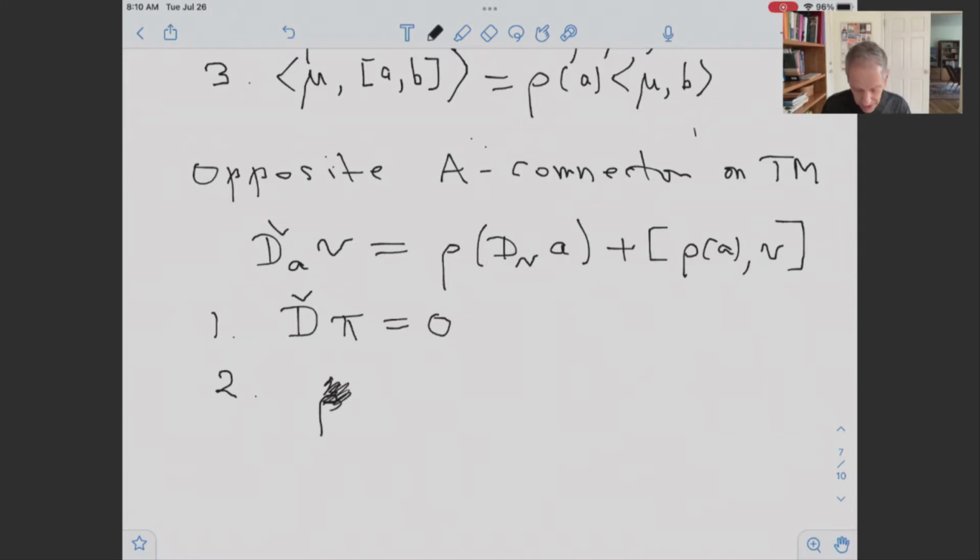The other conditions turn out to not need the opposite connection once the first one is satisfied. The first one is that pi tilde of the function, or rather, let's see.